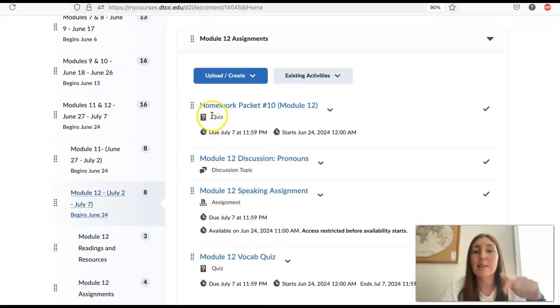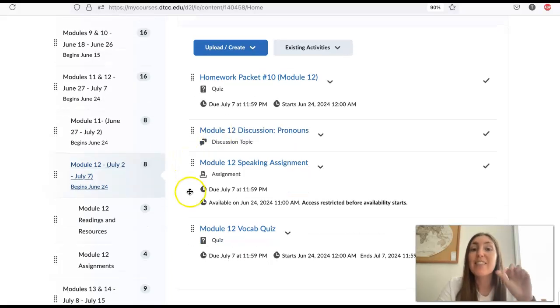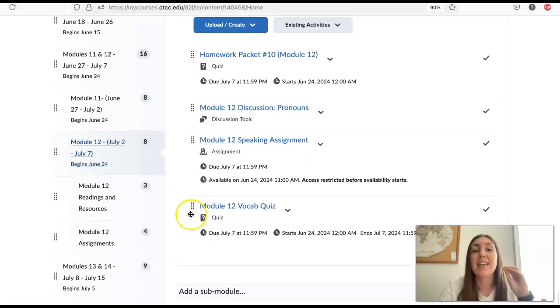So for the assignments, like I said, we have our homework packet. We have our last discussion board. So make sure you get your initial post in by July 5th for that. The speaking assignment where you need to use those formal commands, and the quiz.